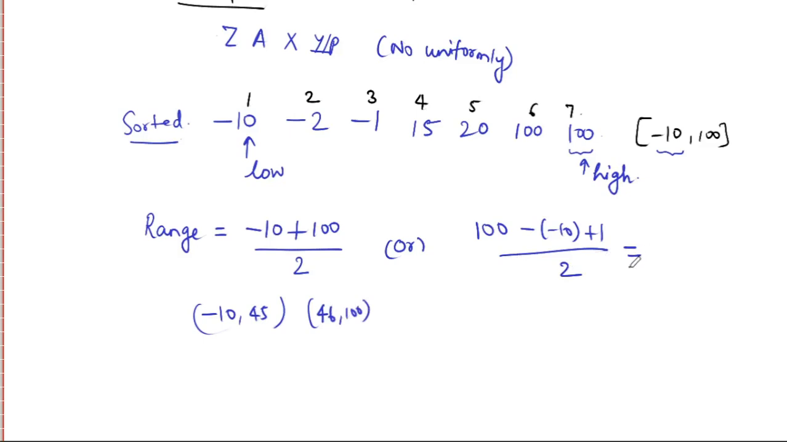But if you are going by this method, which will be 111, then this will be, let's say, minus 10 to 55, and from 56 to 100 it can be another range. So either of these two methods can be used to calculate the range. Now the same has to be applied for the index-based method.